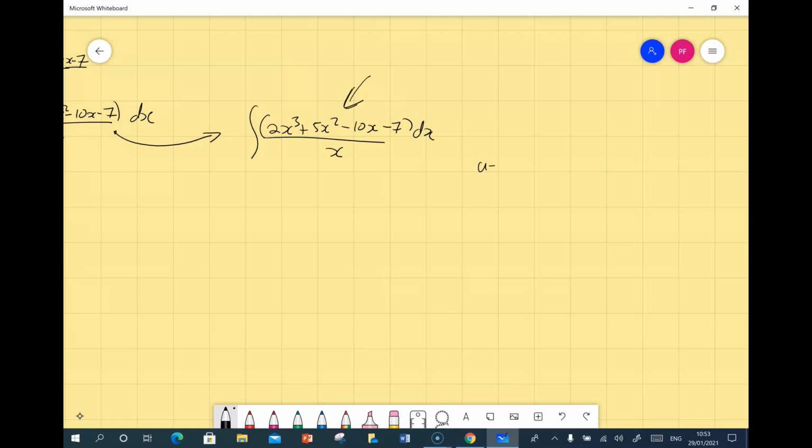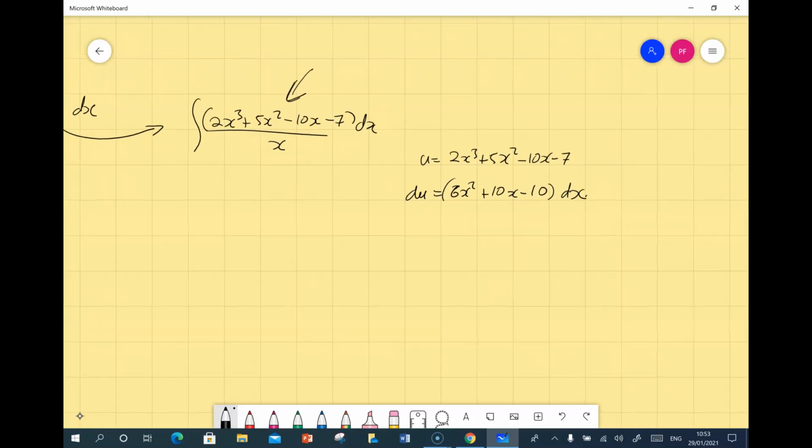I'm going to let u equal 2x cubed plus 5x squared minus 10x minus 7. So when I differentiate that, I get 6x squared plus 10x minus 10, and I bring my dx across, so it's all dx. Yeah, perfect.